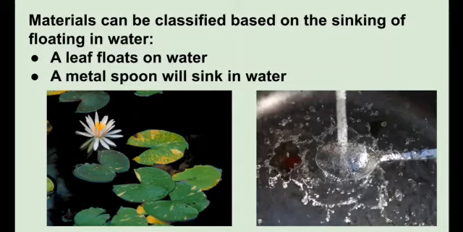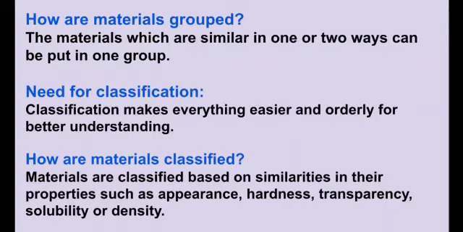So the spoon will not float. So we can further divide the things into two groups, that is float and sink. Now we will discuss the gist of the chapter.